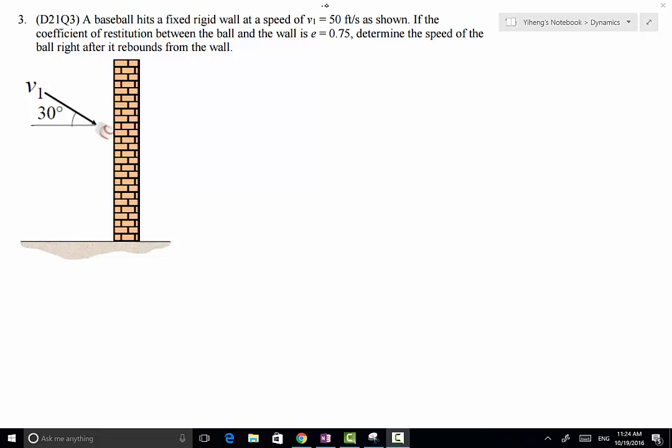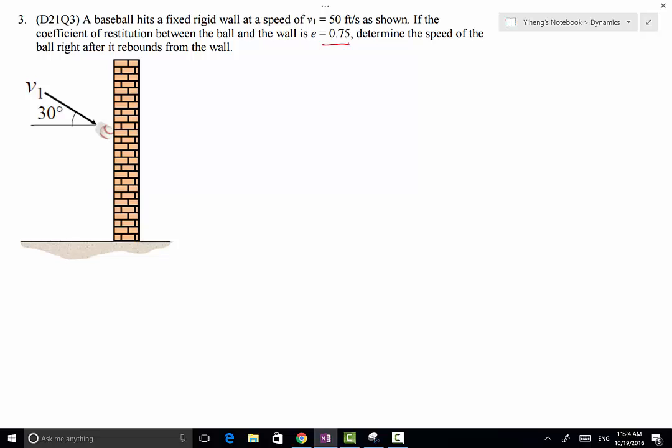In this problem, we have a baseball that hits a fixed rigid wall at a speed of 50 feet per second, at an angle with the horizon. We know the coefficient of restitution between the ball and the wall is 0.75. We need to determine the speed of the ball after it rebounds from the wall.